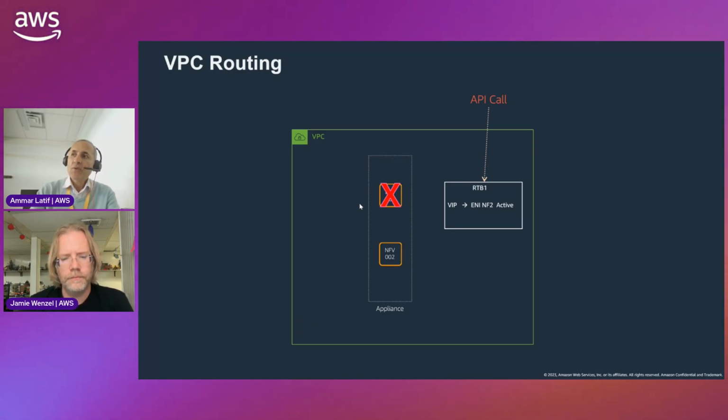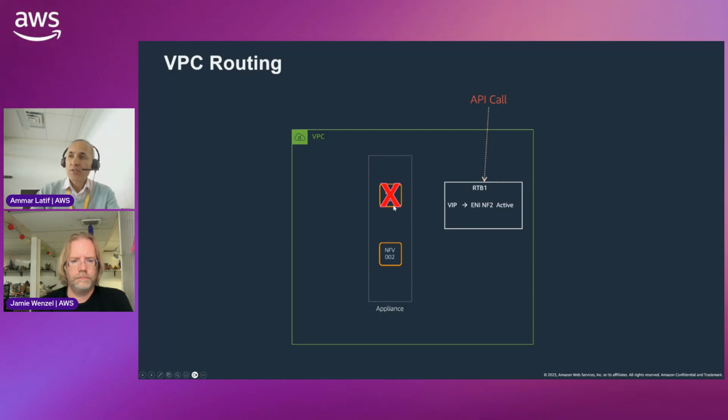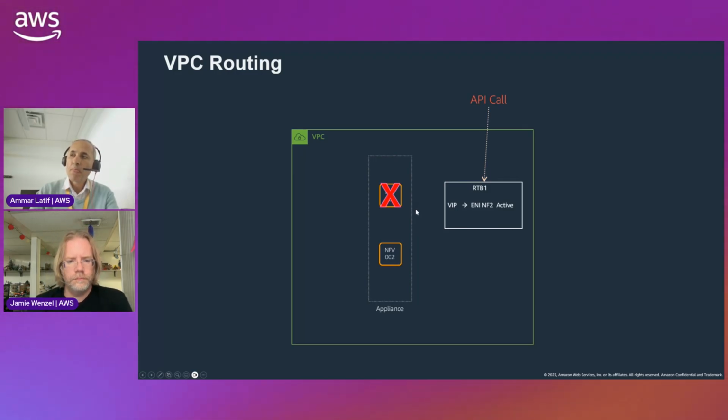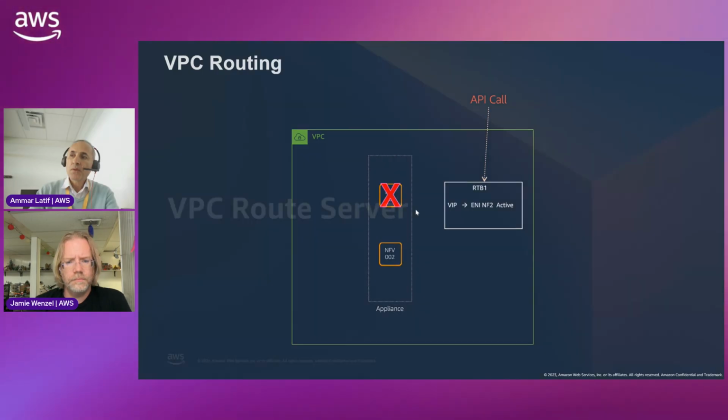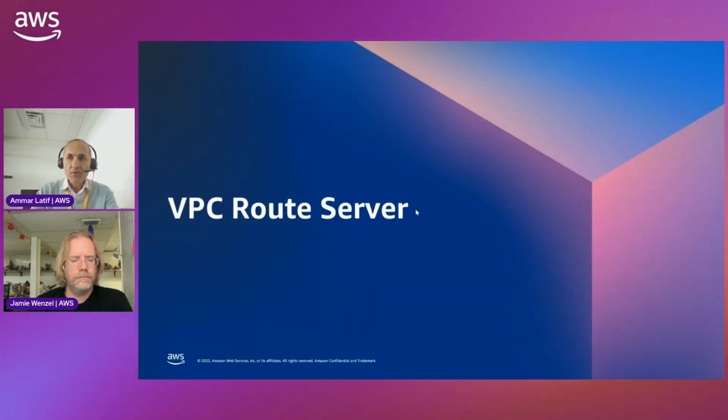Now the question is, how can I influence changing, updating these routes dynamically within the VPC? Dynamically meaning when this NFV fails, or when we want to attract traffic to this NFV, or move it away from this NFV. Let's say there's an issue with this availability zone where this NFV is deployed. So that's where we are introducing the concept of Amazon VPC Route Server.